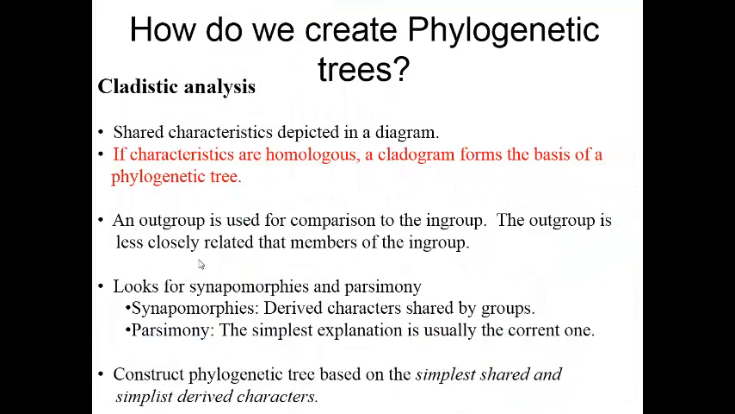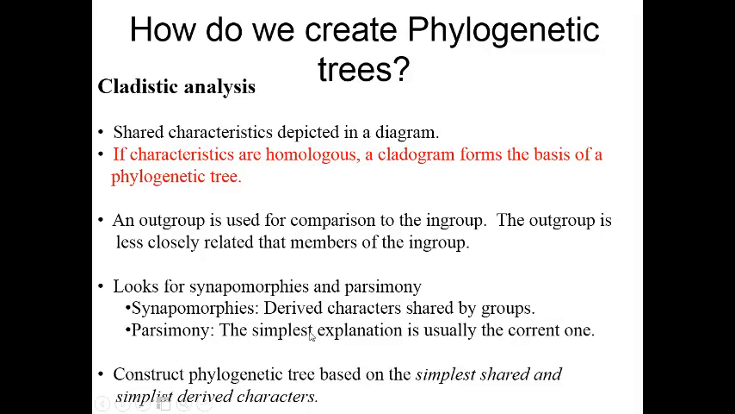How do we create a phylogenetic tree? We use a form of analysis called cladistic analysis. Cladistic analysis is going to be used to create a cladogram. That cladogram is then going to form the basis of the phylogenetic tree. In order to create a cladogram, we are going to look at structures shared in common between different species. So we're going to be looking at homologous structures.